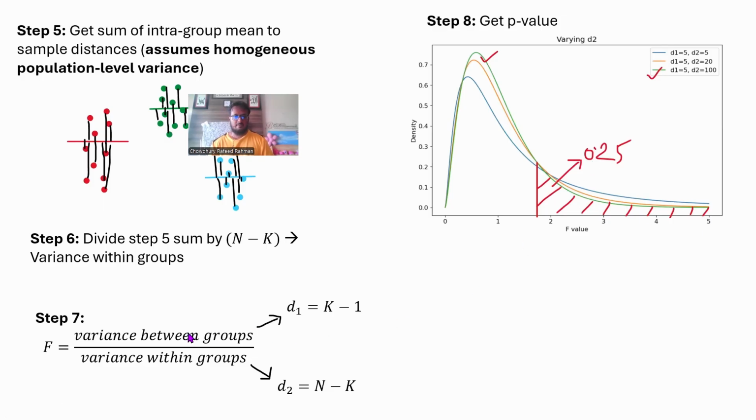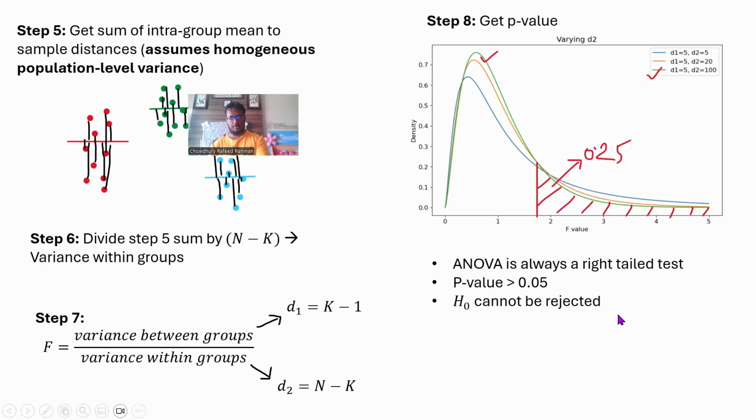So understand that if our F value would be bigger, that means variance between groups is larger and variance within groups is smaller. That means the F value is bigger. So suppose the F value is 4, right? In that case, only this portion right here will fall under the area, and probably it will have a very low p-value, something like 0.01, and then we could reject the null hypothesis. So for this case, since ANOVA is always a right tail test and the p-value is greater than 0.05, H0 cannot be rejected, and so we can conclude that the three countrymen heights are overall similar.